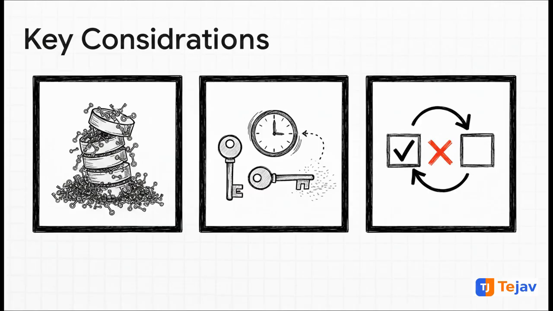And finally, the really tricky one, partial failures. What if the payment goes through, but your system crashes right before it can save the result for that idempotency key? That's a really tough problem. Just mentioning these challenges shows you're thinking way beyond the textbook answer.